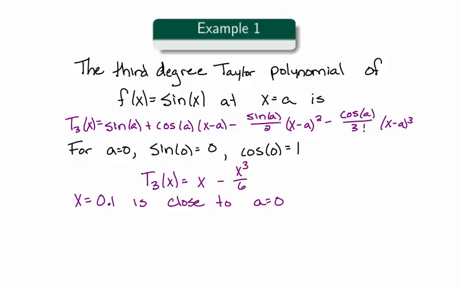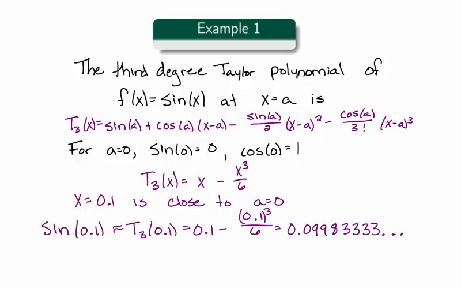So for example, the value x equal to 0.1 is close to a equals 0, and sine of 0.1 is approximately T3(0.1), which equals 0.1 minus 0.1 to the third divided by 6, which equals 0.099833333. The actual value, sine of 0.1, is 0.099833416, which agrees with T3(0.1) up to 6 decimal places.